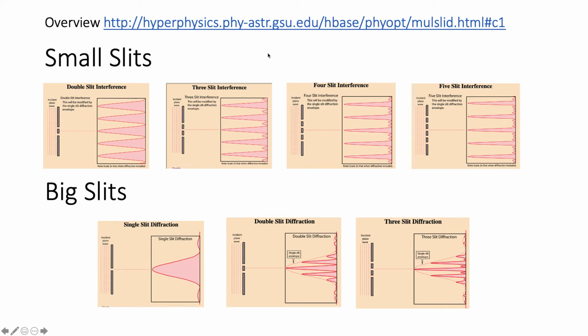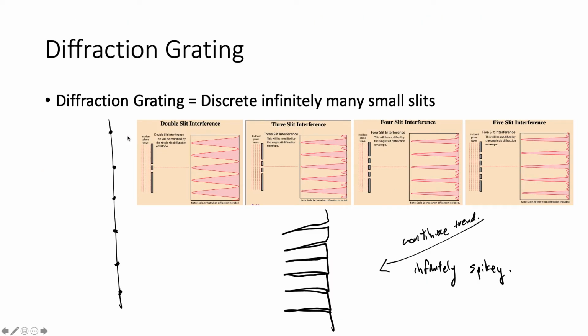Okay, and this is all taken from this website, so you can go ahead and click there and read the explanation as well. Now for diffraction grating, how do we treat diffraction grating? It's essentially infinitely many small slits. So infinitely many point sources, single point sources, but infinitely many of them. And this is discrete. So it's not a continuum. It's not a big slit.